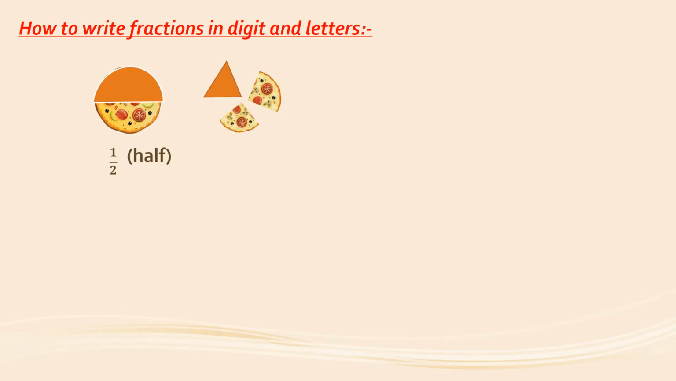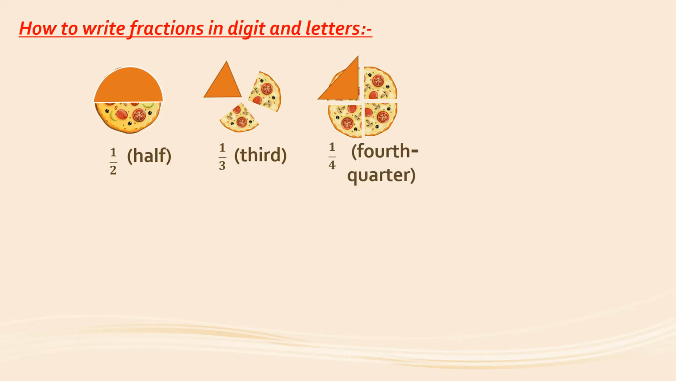Now, I have three parts and I take one out of the three parts. I can write in digit 1 out of 3, or in letter is third. What about four parts and I take one out of four parts? It's called 1 out of 4, or fourth or quarter in letters. I have five parts, and 1 out of 5 is called 1 out of 5, or fifth.